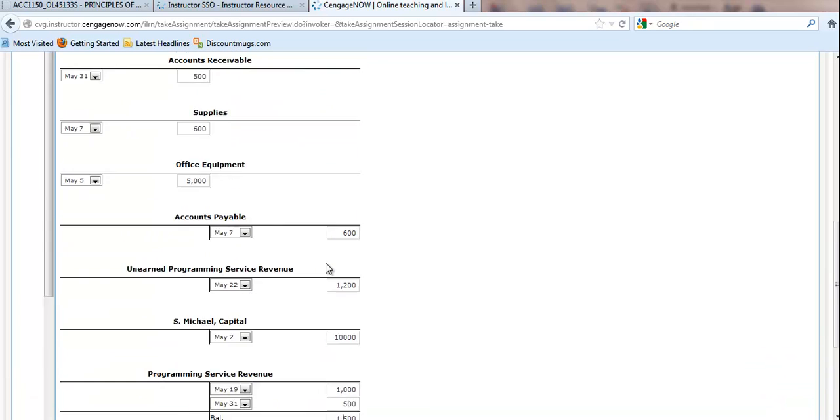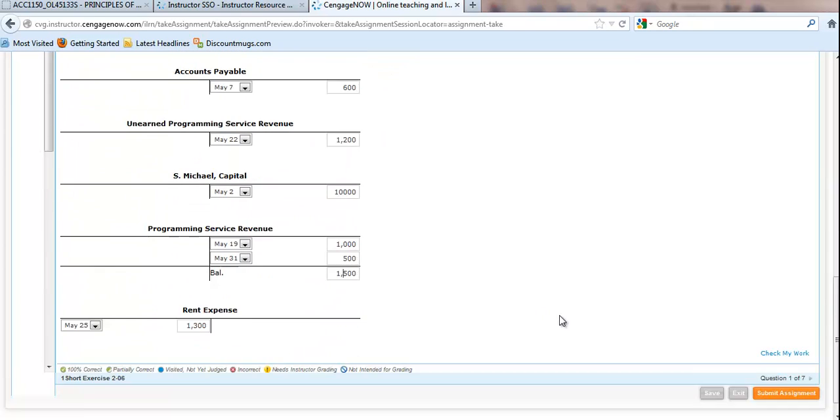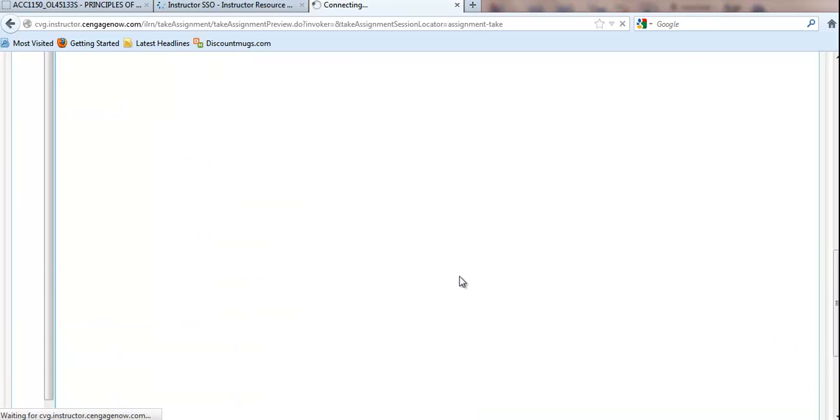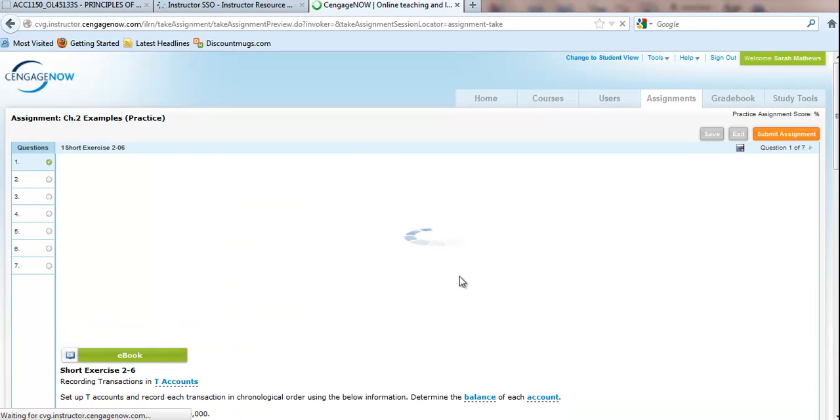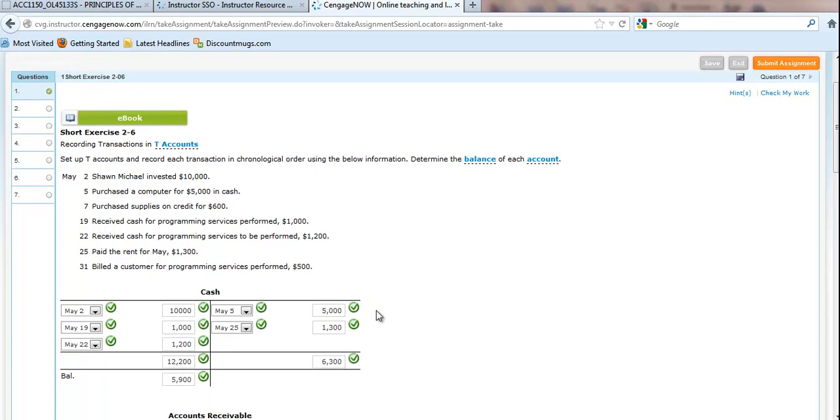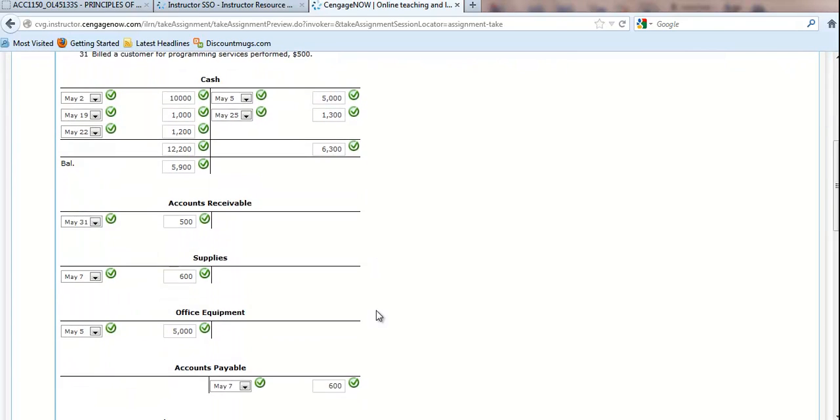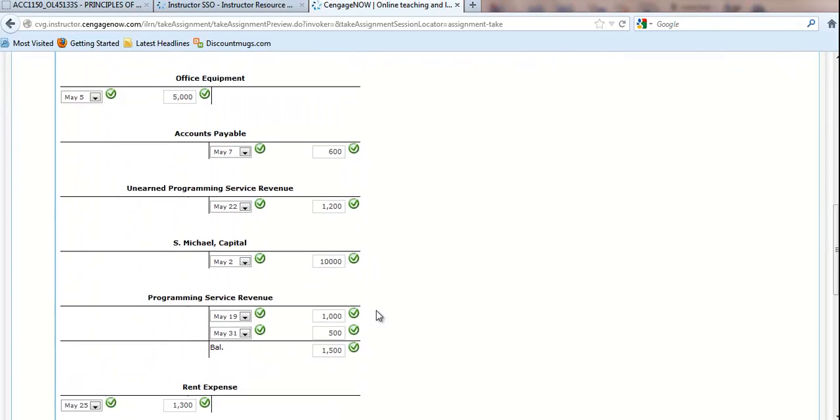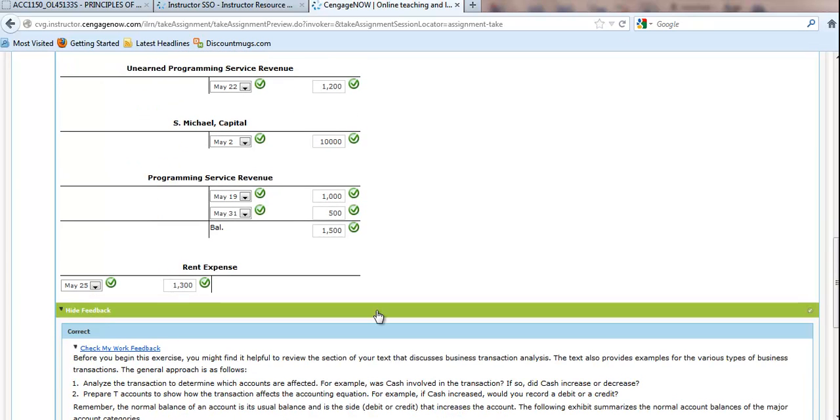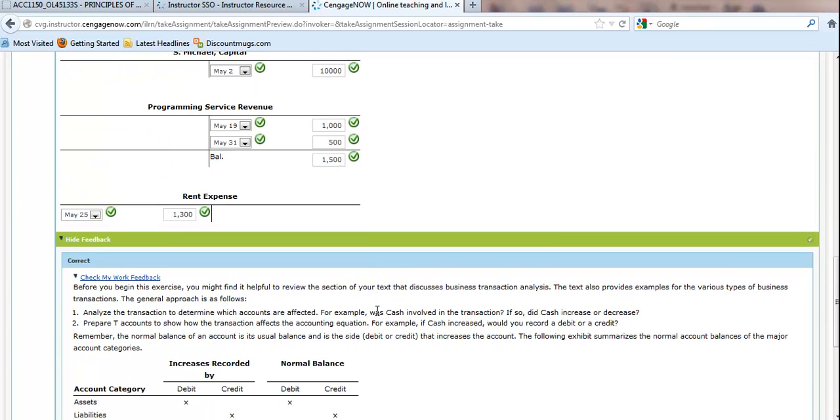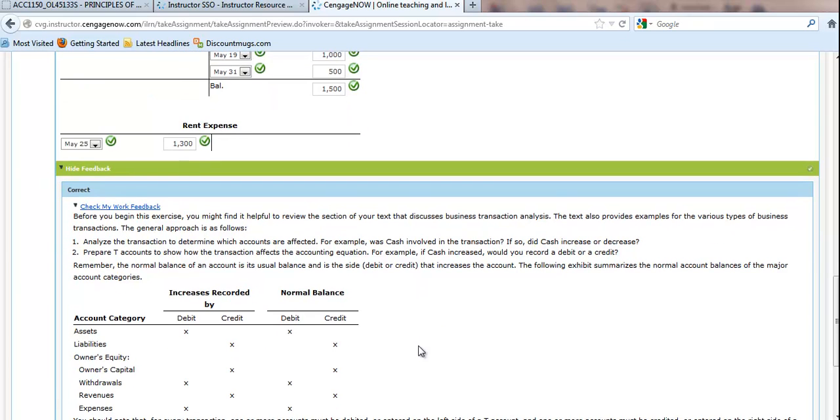So I've performed all the transactions. I footed and balanced my accounts. So let's click the check my work and see if we've made any mistakes. Okay, so green check marks are good. So we go through and we see that we haven't made any mistakes. And then again, I would encourage you to use this because the check my work feedback gives you some more explanation of the transactions that you just performed.